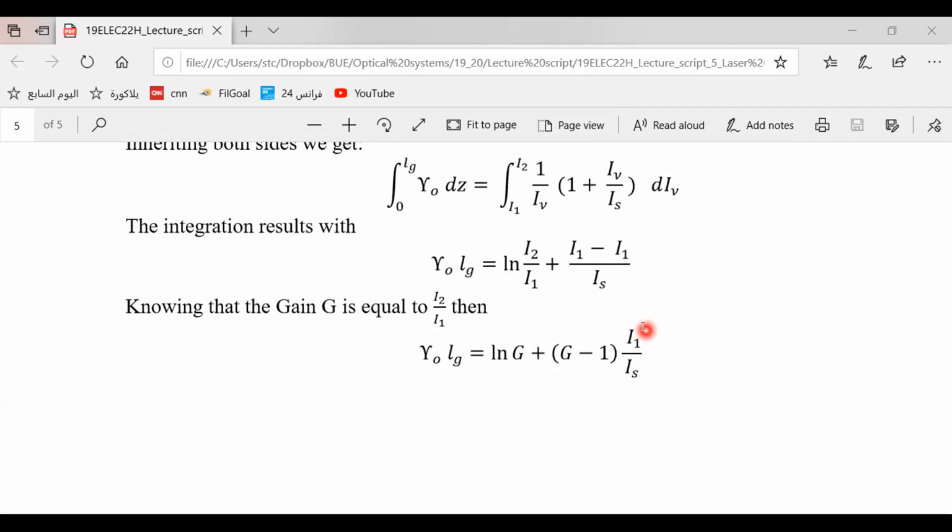So if I told you that I have a starting gain gamma naught equal to some value, Lg equal to x, I1 equal to y, IS equal to w, then you can determine the gain you are expecting from this cavity or from this system. This is actually the final equation we will tackle in this lecture.